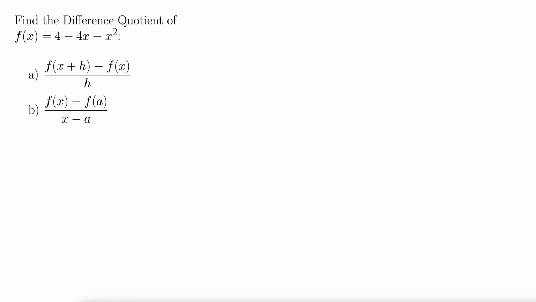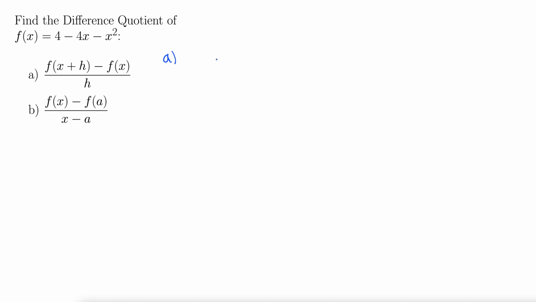In this example, we want to find the difference quotient of f of x equals 4 minus 4x minus x squared, and it's asking us to do it in two different ways, right? There's two different definitions of the difference quotient. We have this h method, and we have the x minus a method. So let's start with the h method, f of x plus h minus f of x all over h.